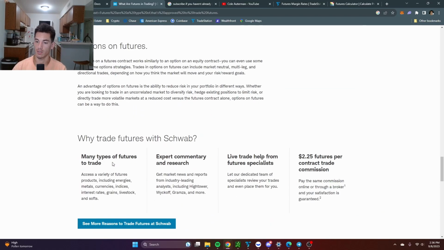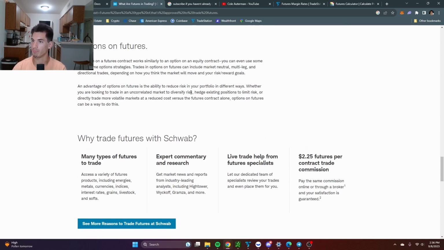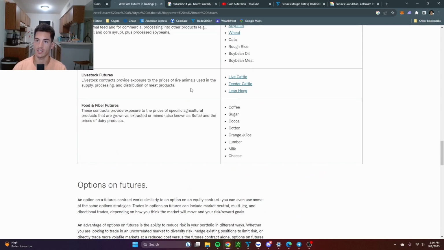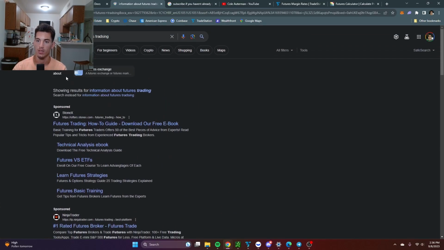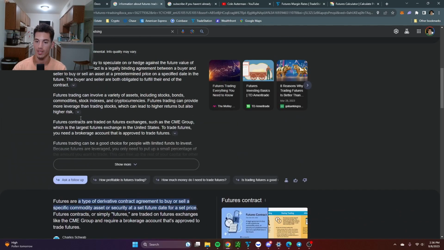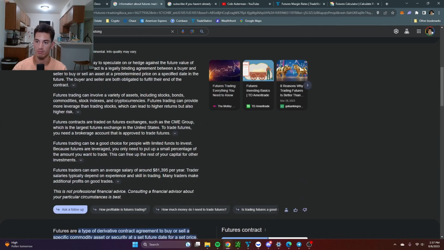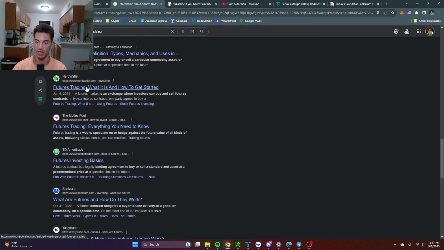So let's just keep scrolling down the list. Options on futures, do not need to go over that. Yeah, so that's basically it for what they have on here. And I literally searched up information about futures trading, and look at how much stuff came up. You could literally just read all of that. There's so much information.